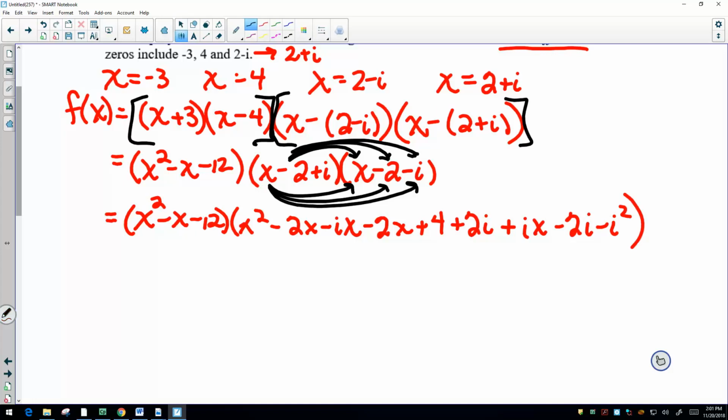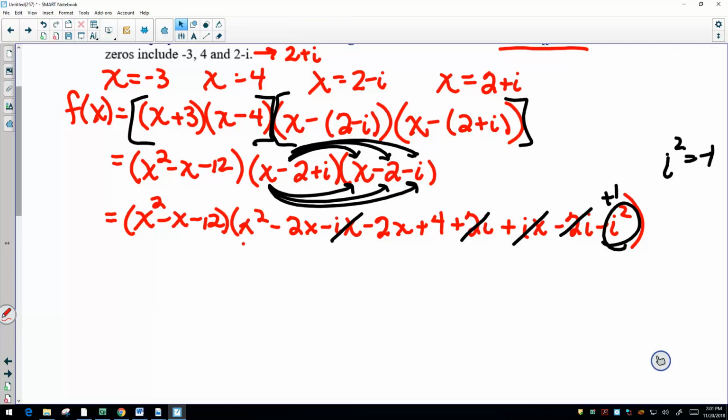If I take a look, I have a positive and a negative ix. Those go away. I have a positive 2i and a negative 2i. Those go away. I know my i squared is equal to negative 1, so keep in mind this is a negative, negative 1. This is really plus 1. And if you've done it correctly, all of your i terms should drop out. Now we just have to simplify.